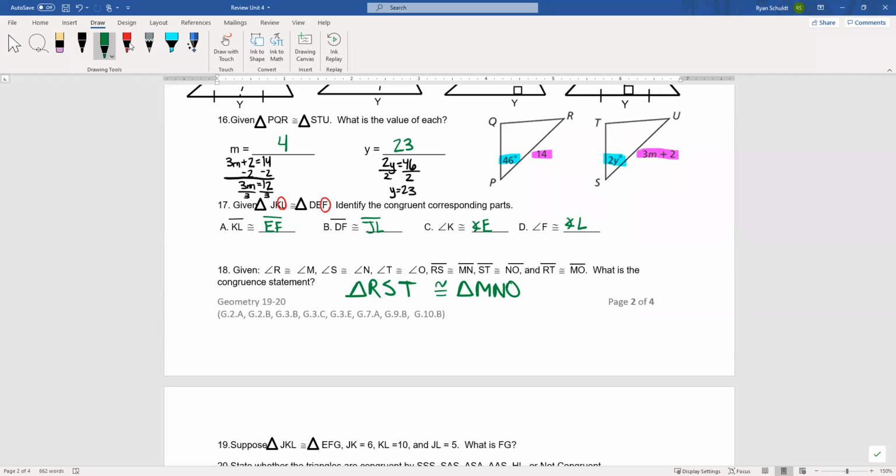My angles are all in the same order. Then I could just double check. RS, MN, that lines up. ST, NO, that lines up. RT and MO, those line up. So really, I just had to use my angles. RST, MNO. That's all there was to that one.